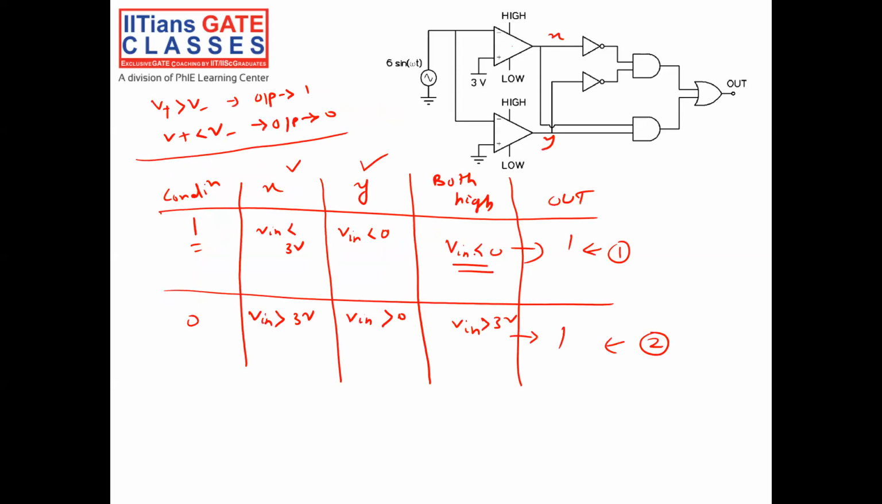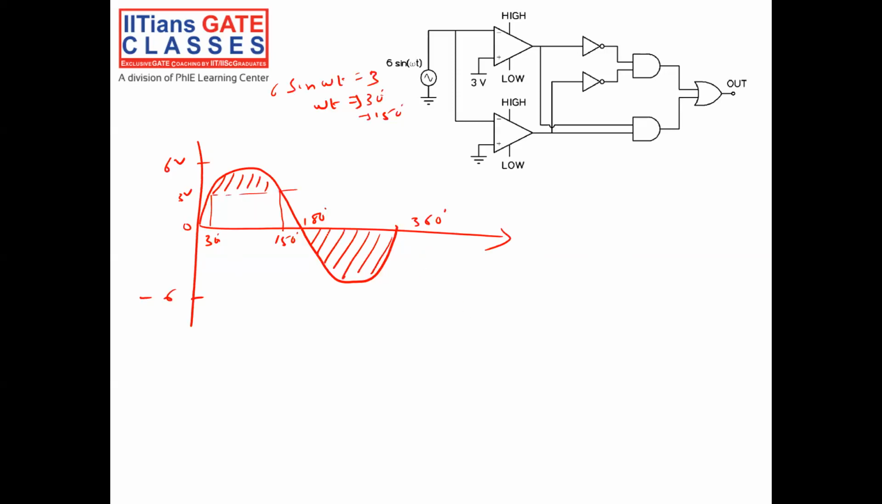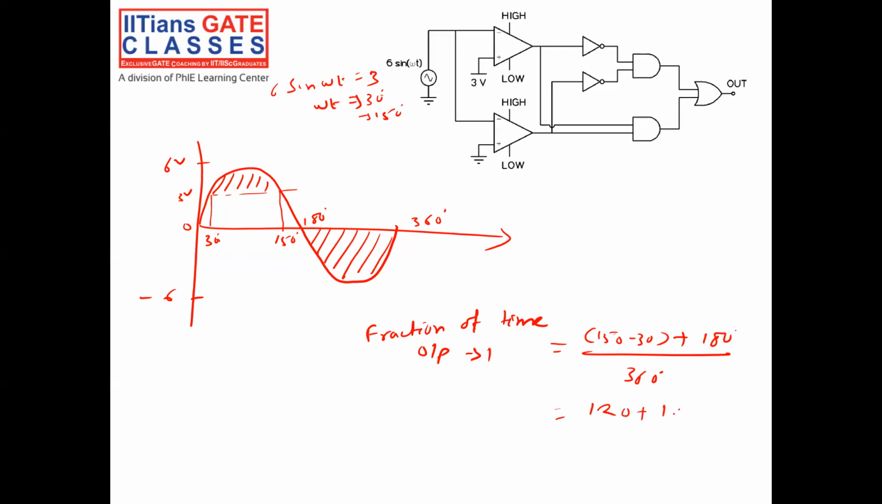So the first condition is V in less than 0. The second condition is V in greater than 3 volt. If you see the fraction of time my output will be high: I have taken the total time period as 360 degree, and how much time is it on? 150 minus 30, which is 120, plus 180 to 360, which is 180. So it is 120 plus 180 divided by 360.